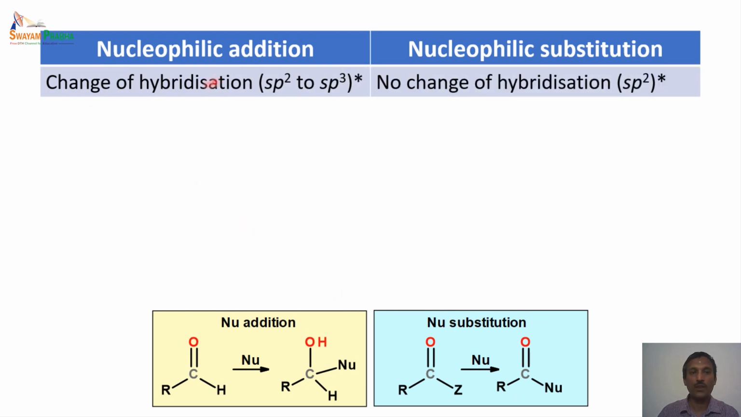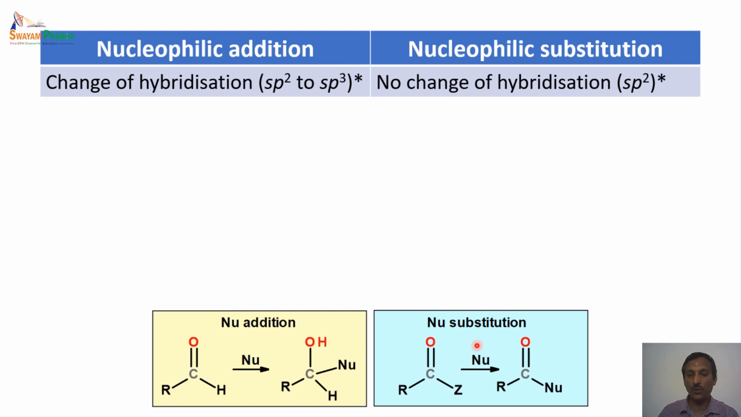Now, what happens in the nucleophilic addition reaction? In the case of addition, a change of hybridization takes place. That is, this sp2 carbon becomes an sp3 carbon, because it's a tetrahedral one. So there is a change in the hybridization in the case of addition. In other words, the molecule becomes more crowded after the addition. If it is a hydrogen, it is a very small unit, so it can easily accommodate another nucleophile in its proximity. That is one of the reasons aldehydes can undergo nucleophilic addition.